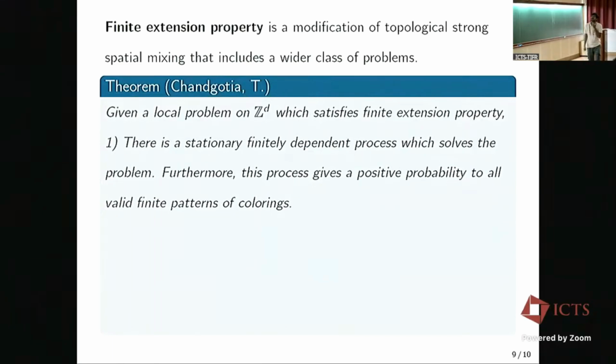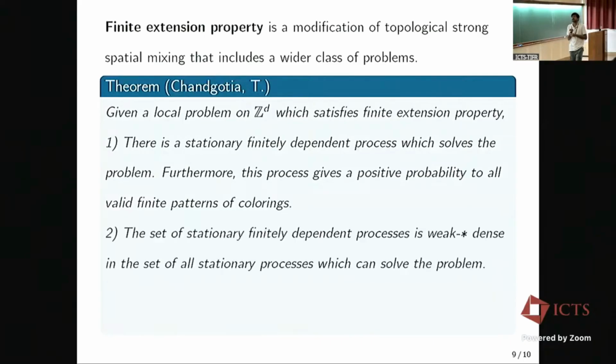Now, the finite extension property is a modification of topological strong spatial mixing which includes a wider class of problems. Roughly, it says that if you are given a coloring on a part of the Z^d lattice, and you can extend it to some k radius neighborhood of that part, then it extends to the entire Z^d lattice. Here is the main statement. Given a local problem on Z^d which satisfies the finite extension property, we showed that there is a stationary finitely dependent process which solves the problem. Furthermore, this process gives positive probability to all valid finite patterns of colorings which can possibly occur.